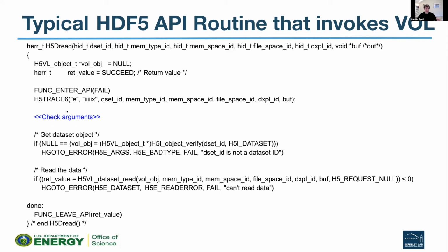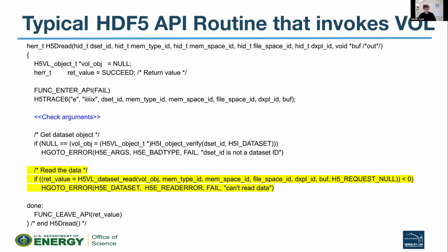I'll highlight a couple things here and then talk about how this applies to the VOL framework. This highlighted piece of code resolves that ID that the user is dealing with, the dataset ID in this case, to a VOL object, something that can have methods invoked on it through the VOL framework. And then once we have that object that we picked up from the dataset ID, we actually call into the VOL framework, and we say, hey, we got this VOL object. I'd like to perform a dataset read call on this. Please go do that.